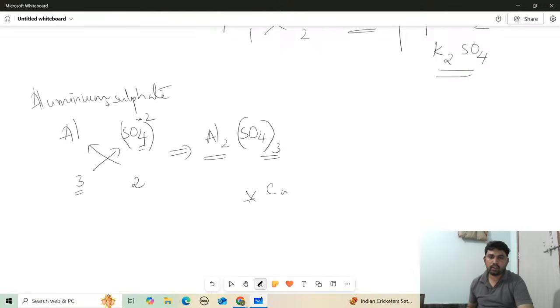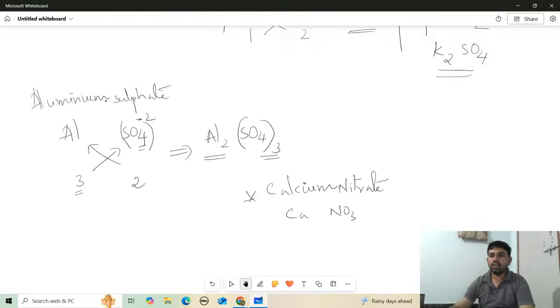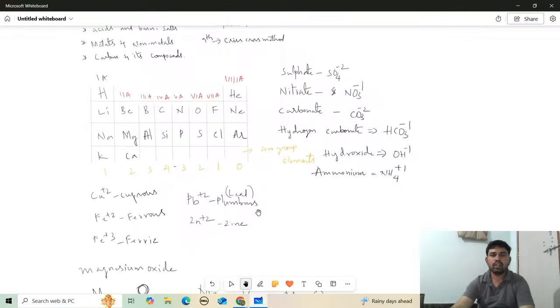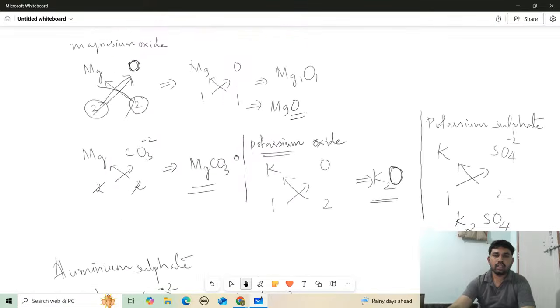Similarly, if I want to know the formula, we can take calcium nitrate. First we should know the calcium symbol is Ca, and the nitrate symbol is NO3, and we find the charge here. Here is calcium, you can see valence is 2 here. We have nitrate here, you can see NO3, and the charge is written as -1.